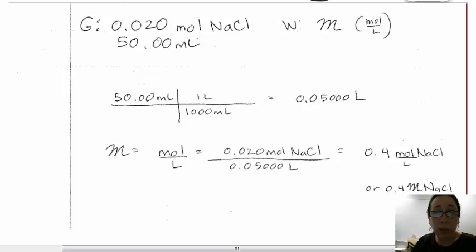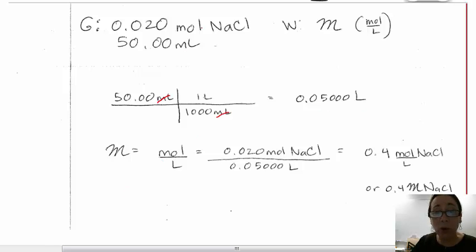I always write out what I'm given in the units and what I want. One of the things that I have found very, very helpful is when I use molarity in one of these problems, I always break down the units into moles per liter. So I'm given moles, I'm given volume, and I'm solving for molarity. To solve for molarity, I need liters, and I don't have liters. So I've got to convert my milliliters to liters by using the railroad math and remembering that 1,000 milliliters is equal to 1 liter. So 50 milliliters is equal to 0.05 liters.